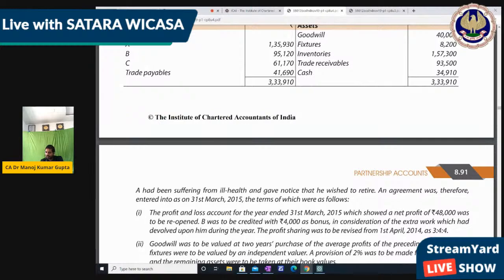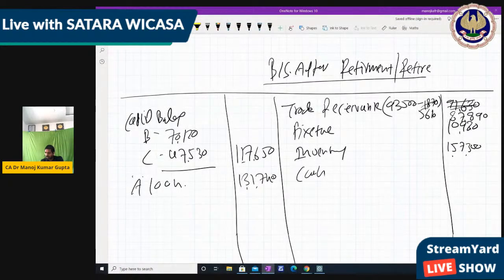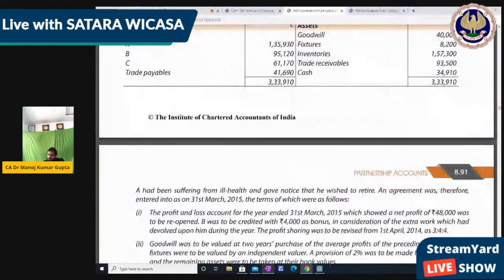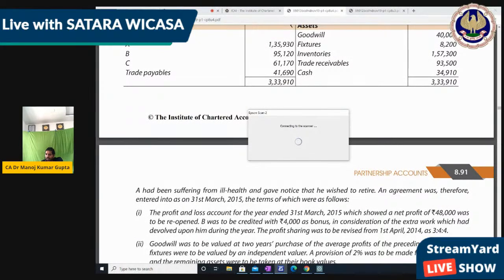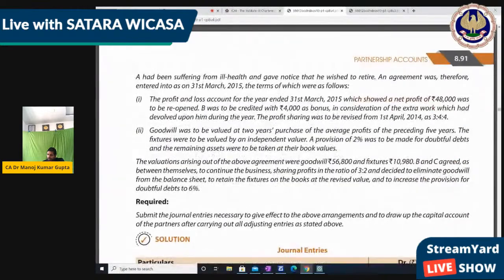Then trade receivable already done. Cash 34,910. We could give some cash to A and B also, but nothing is mentioned about that. So we had entirely transferred it to loan only, right? Now trade payable 41,690, right? Trade payable is done. Cash, everything is done. Goodwill is no more because we have written it off entirely.